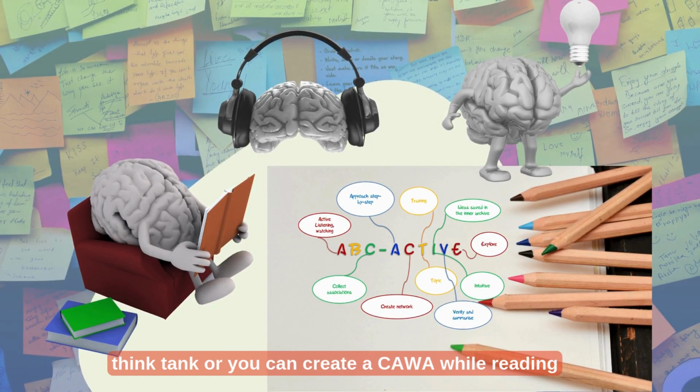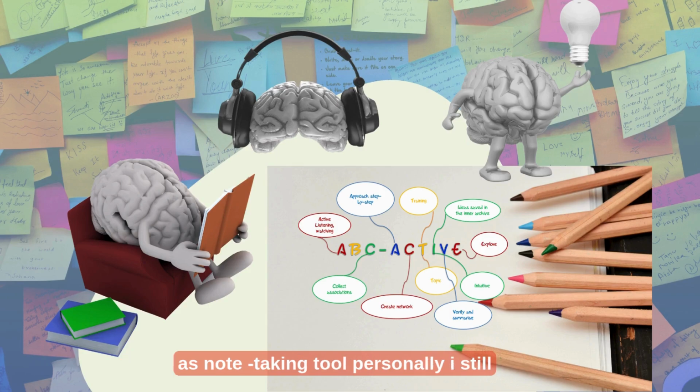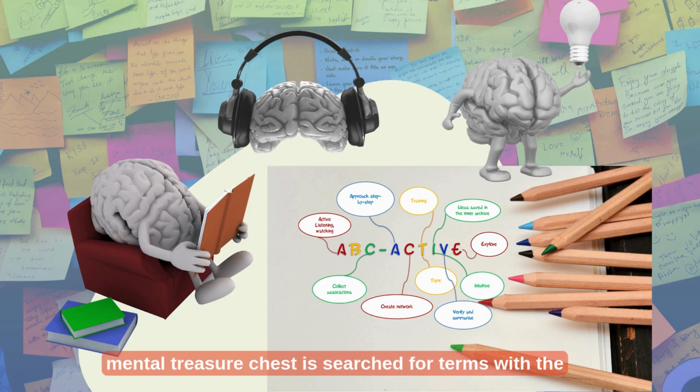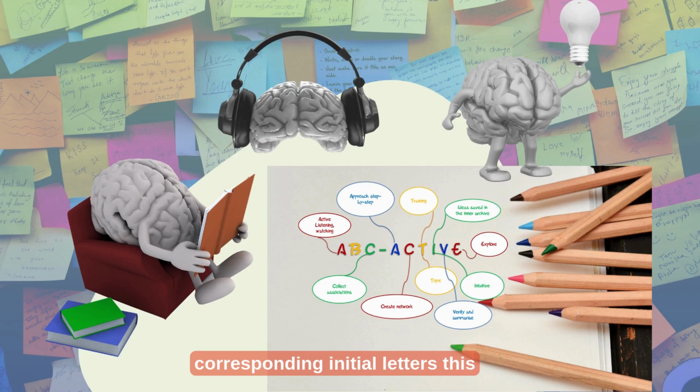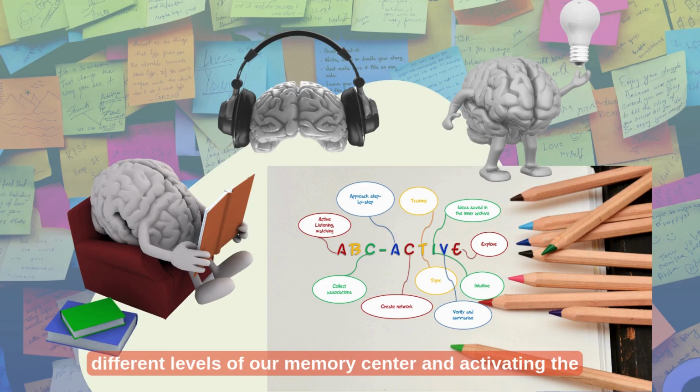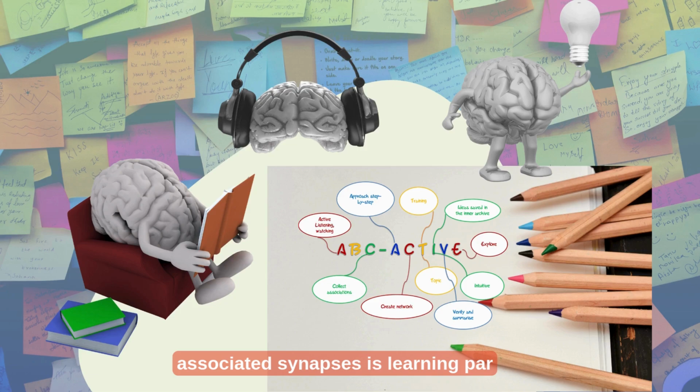Or you can create a CAWA while reading or listening to something, meaning you can use it as a note-taking tool. Personally, I still prefer the ABC list for note-taking. But most importantly, you can use it to bundle knowledge, and it's brilliant for summarizing a topic or lesson. With the latter, you have an excellent recall stimulus later on to go through every single letter of the key term. But it gets even better. When creating a CAWA and this summary, our mental treasure chest is searched for terms with the corresponding initial letters. This search up and down and up through the different levels of our memory center, activating the associated synapses, is learning par excellence.